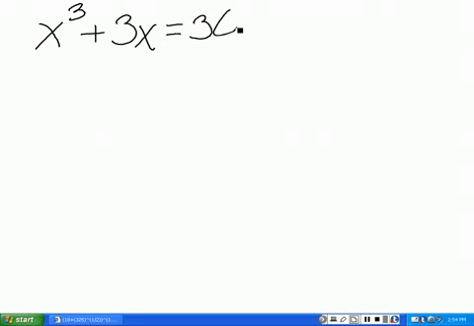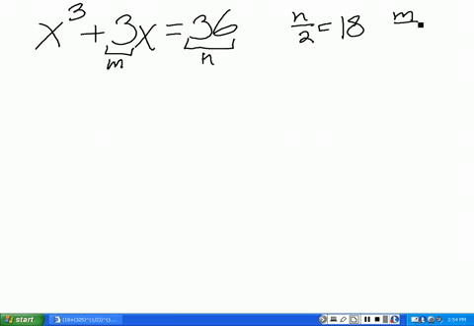Historically, let's do an example with real numbers of using the cubic equation. So let's say we start with something like this: x cubed plus 3x equals 36. So whatever's here and whatever's here, this becomes our m and this becomes our n. And we're going to need to know n over 2, which is 18, and we are going to need to know m over 3, which is equal to 1.